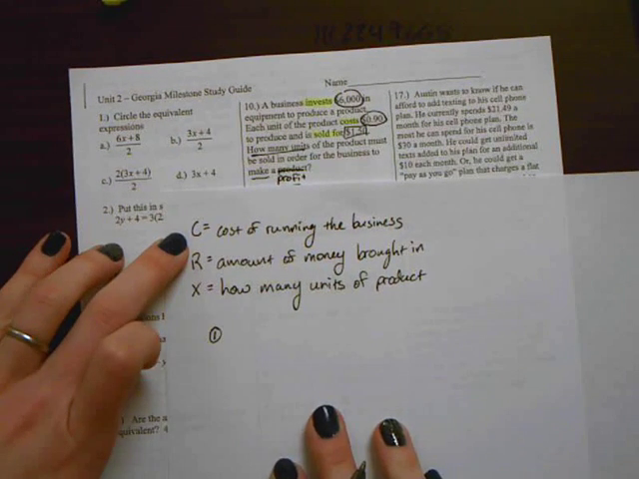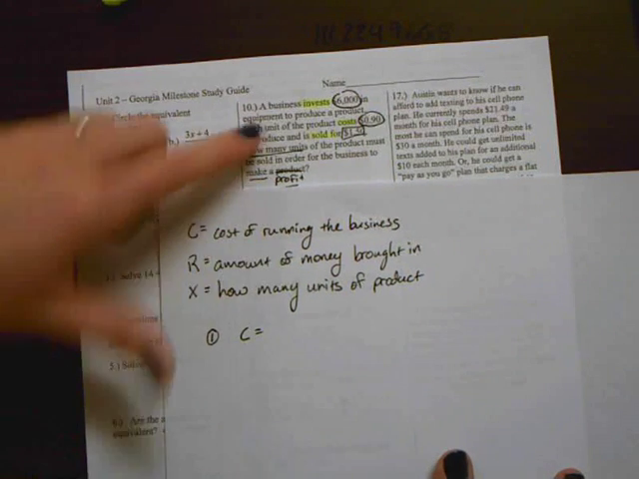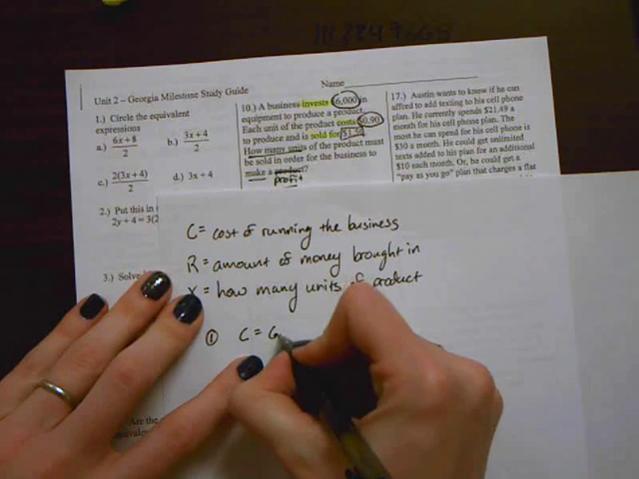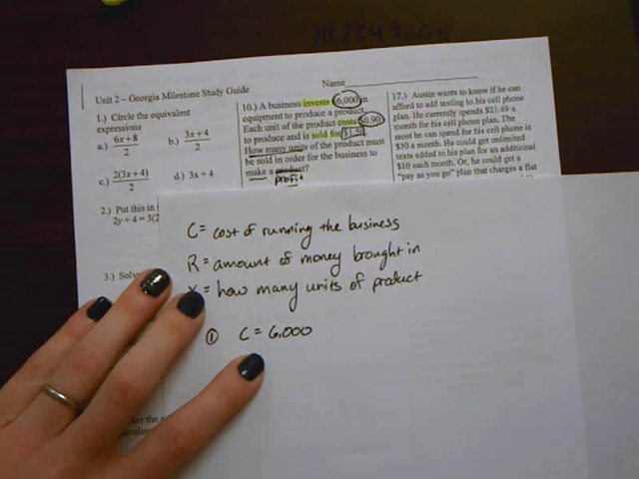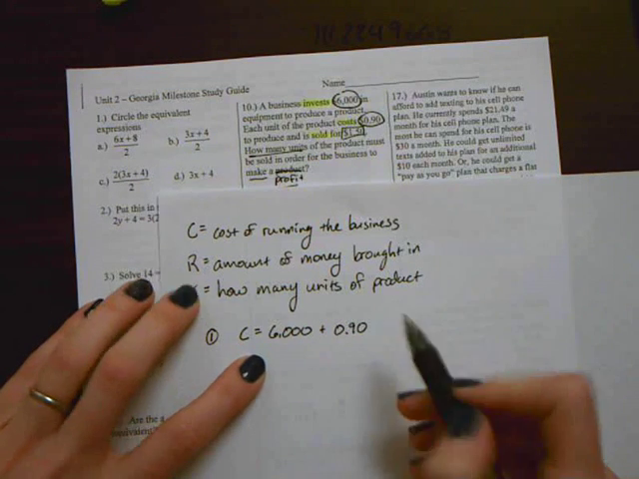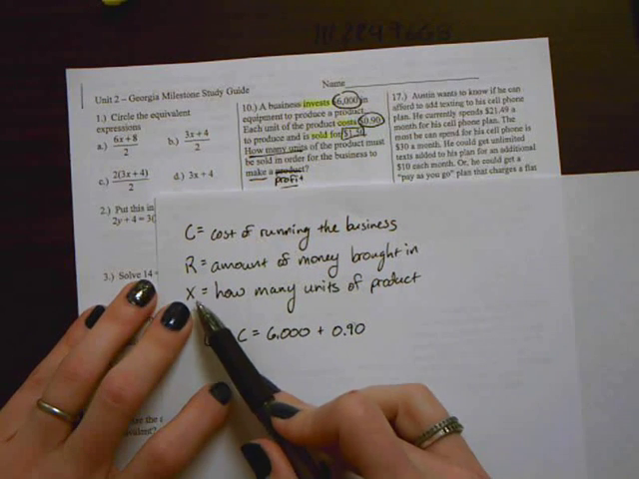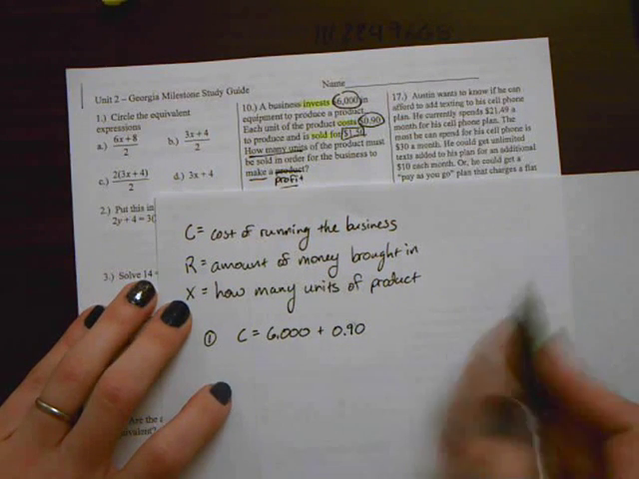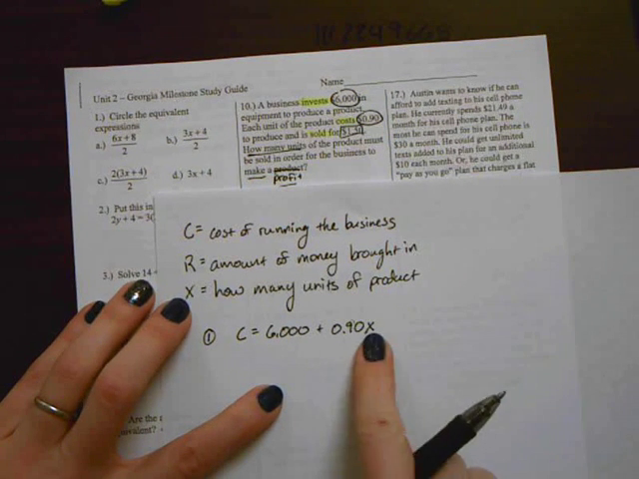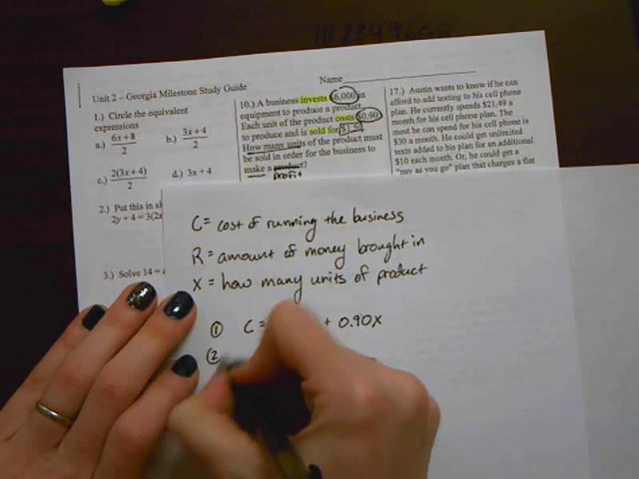So my first equation, I'm going to go ahead and write an equation to represent the cost of running the business. Well, we kind of already talked about it as we were marking the problem. The cost of running the business is that initial $6,000 investment plus the 90 cents per product. Well, we don't know how many times we're going to have to pay 90 cents. That's going to come into play when we figure out how many units of product. So that is another unknown. I'm going to multiply that 90 cents times however many products I make.